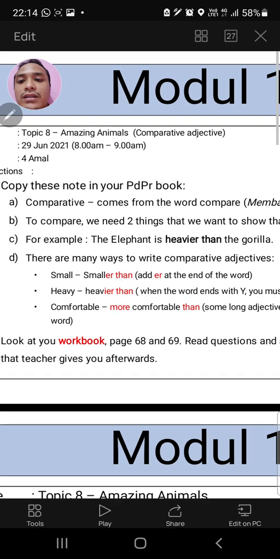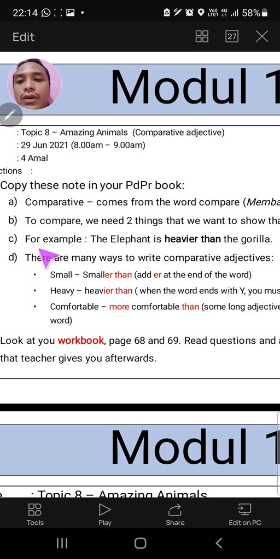Okay, for example, C. Look at C. For example, the elephant is heavier than the gorilla. Okay, how many animals? Elephant, gorilla. How many? 2. Okay, good. 2 animals. The elephant is heavier than the gorilla. Now the word heavier comes from what word? Heavy. Heavy tu maksudnya apa? Berat. Heavier maksudnya lebih berat. Heavier, lebih berat.